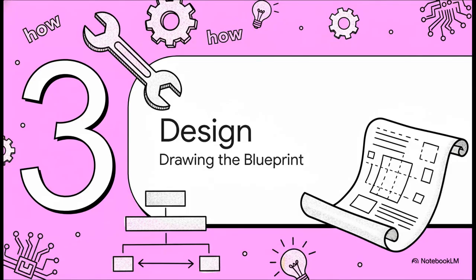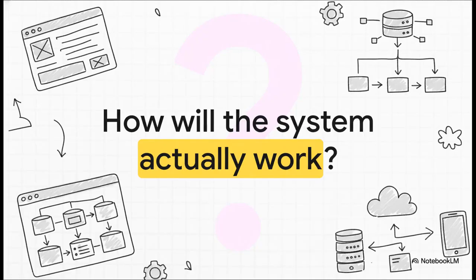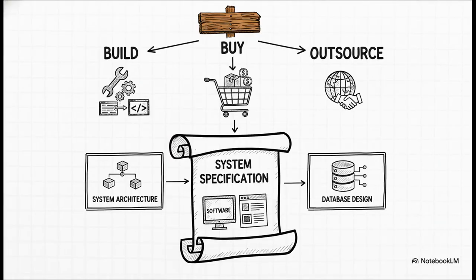Okay, so once we figured out the what in the analysis phase, it's time to figure out the how. So let's jump into the design phase. In the design phase, the team takes all those requirements they gathered during analysis and turns them into a super detailed technical blueprint for the system. And the big question here is, how will this system actually work? What will the screens look like? How will the data be stored and organized? What's the overall technical architecture going to be? This is where some really big decisions get made.